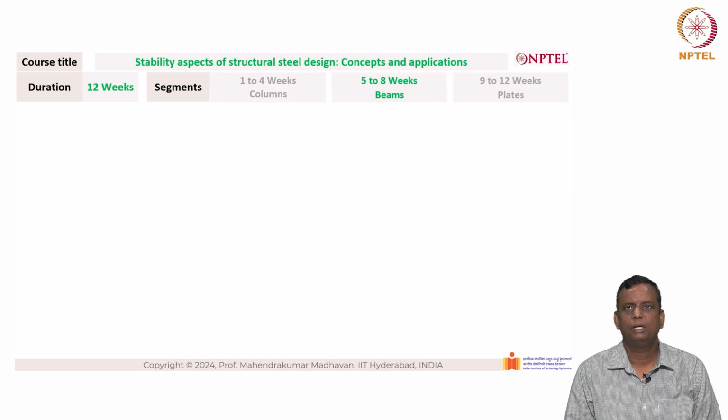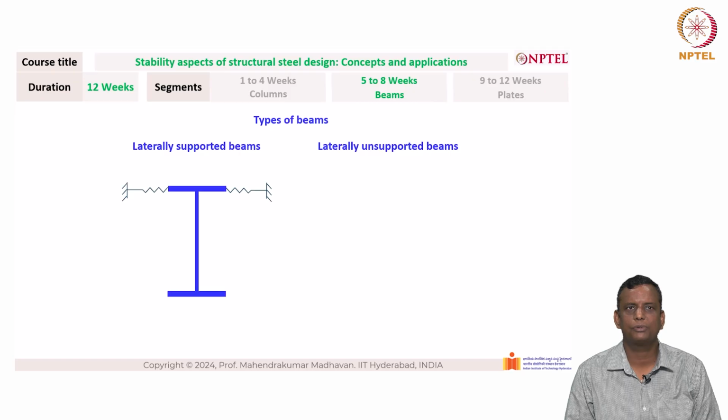After which we will move to weeks 5 to 8, which is basically beams. We will talk about types of beams. Typically there are two types of beams. One is called laterally supported beams and another is called laterally unsupported beams. The laterally supported beams, as you can see from the picture, are laterally supported at the compression flange, and it undergoes only one type of movement, which is vertical in nature.